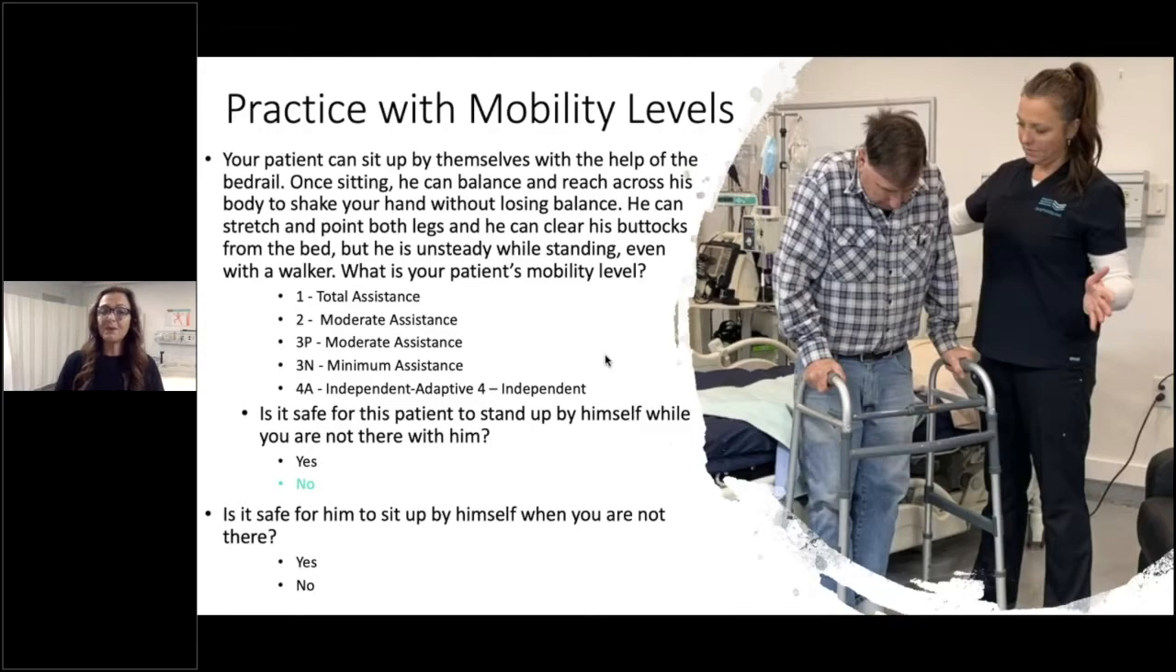Is it safe for this patient to stand by himself while you are not there? No, the answer is it is not safe. Is it safe for him to sit up by himself when you are not there? Yes, he can sit up by himself. He has demonstrated that he can sit safely and independently, but he cannot stand safely and independently without help.